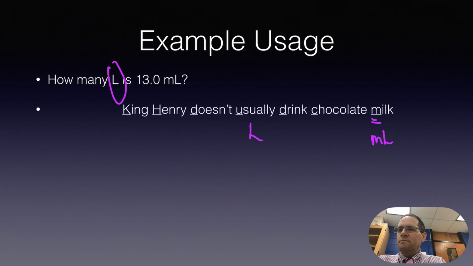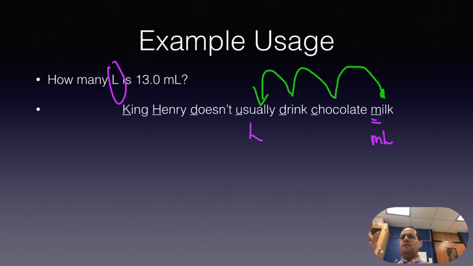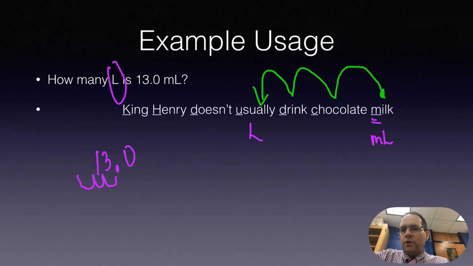And we're going to go from milli. Let's draw a little bouncing ball here. Milli, chocolate, drink, usually, and stop. So we're moving the decimal place 3 to the left. So let's take our 13.0. And let's move the decimal place 3 to the left. 1, 2, 3. It's going to be right here. And let's fill in the spaces with zeros.